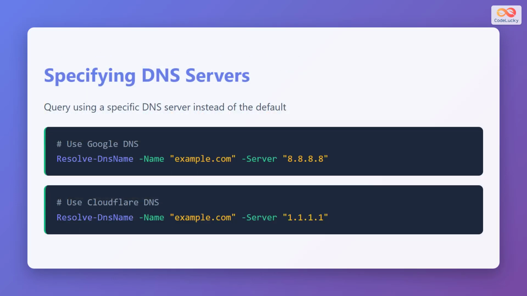By default, Resolve-DnsName uses your system's configured DNS servers. However, you can query using a specific DNS server by adding the -Server parameter. For example, to use Google's public DNS server, you would add -Server 8.8.8.8. To use Cloudflare's DNS, you would specify 1.1.1.1. This is particularly useful when troubleshooting DNS propagation issues or comparing results from different DNS providers.